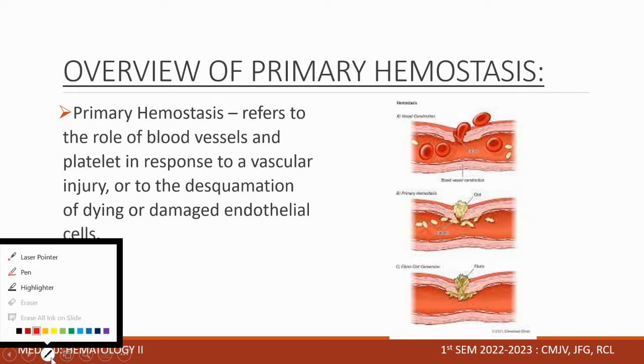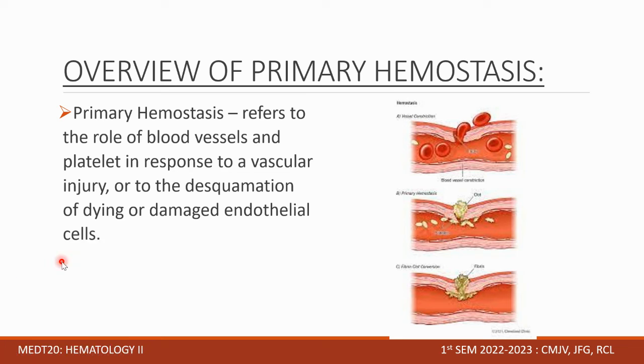So, overview of primary hemostasis. Primary hemostasis refers to the role of blood vessels and platelets in response to a vascular injury or to the desquamation of dying or damaged endothelial cells. Ang involved dito, you have your blood vessels and your platelets. Take this picture as an example.